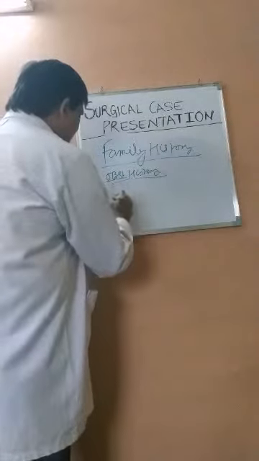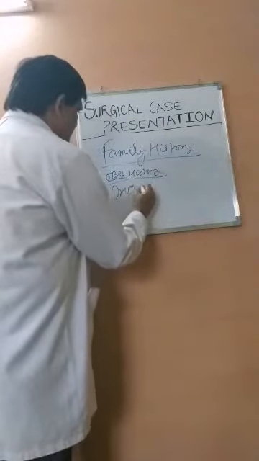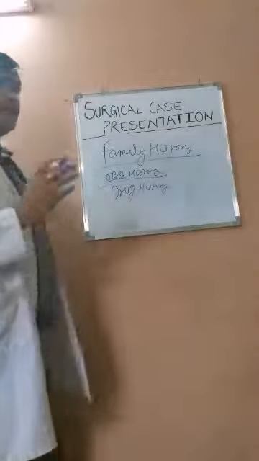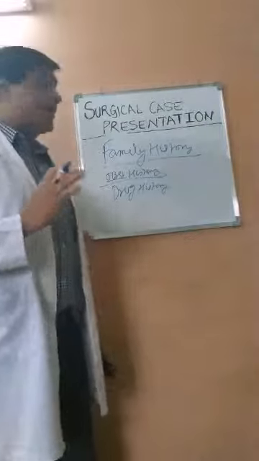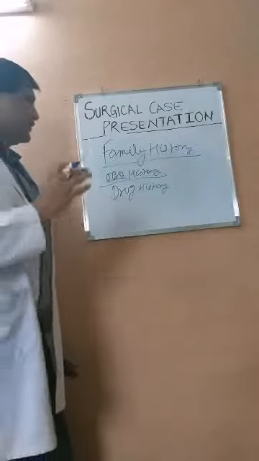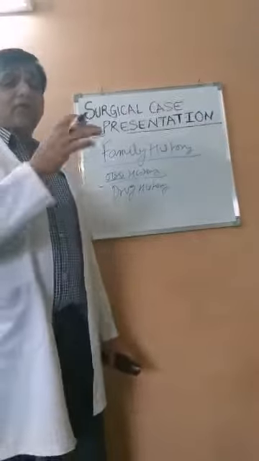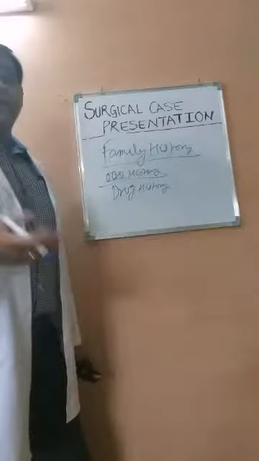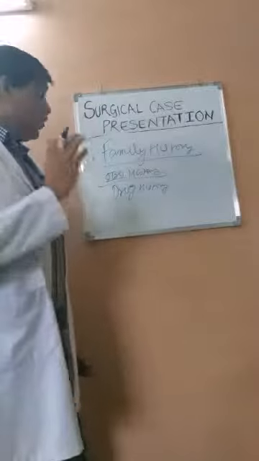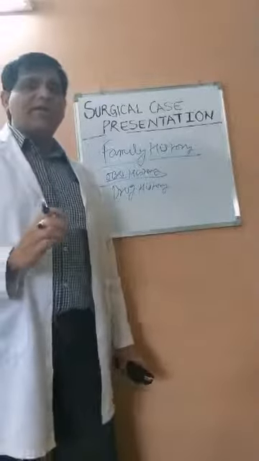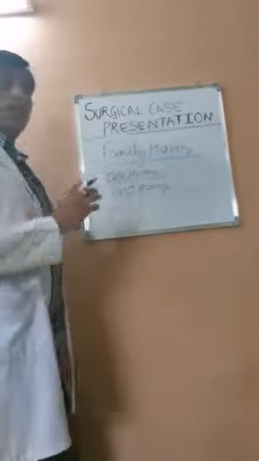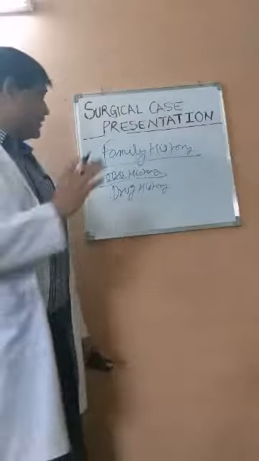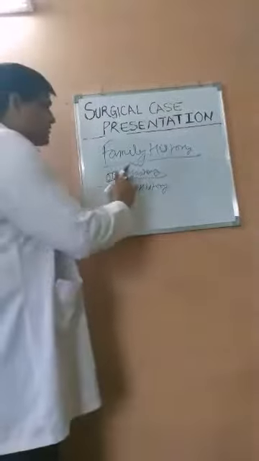Then is the drug history. What treatment is being taken by the patient is very important. Whether the patient is taking any drug for this particular disease or has been taking any drug, say the patient is diabetic, what particular drug he is taking, or if the patient is allergic to any drug, then you have to note it down and mention in your case sheet that the patient is allergic to these drugs. So this is the drug history.